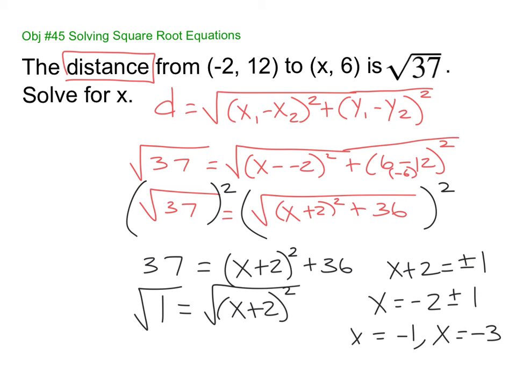The whole squaring, rooting both sides and squaring both sides could throw your answer off. Let's see, where should we plug in? Probably plug in here, before you take the square root. So if I plug in -1, I get 1 squared, so that's 1 plus 36 is 37. If I plug in -3, both of these do work. Right. So I have two answers.